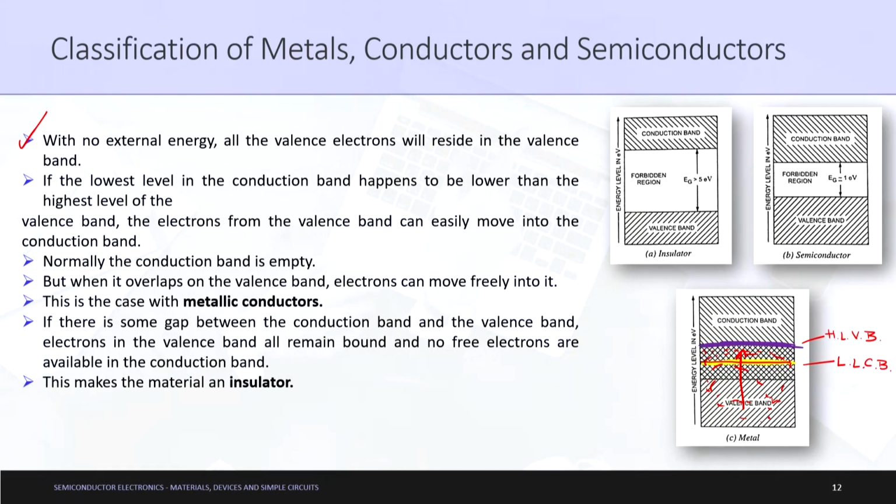Normally the conduction band is empty. So, till now was one point. Now they are trying to make us understand another assumption. Normally the conduction band is empty, but when it overlaps on the valence band, electrons can move freely into it. Quite evident, electrons can move freely into it because there is no energy gap. This is the case with metallic conductors. So, this is how we can classify the metallic conductors.